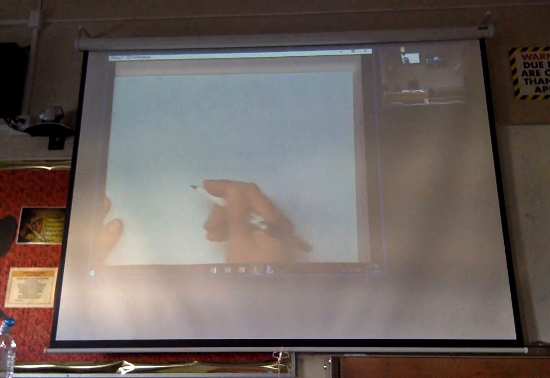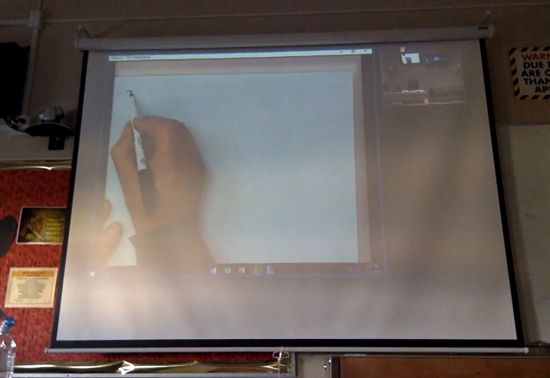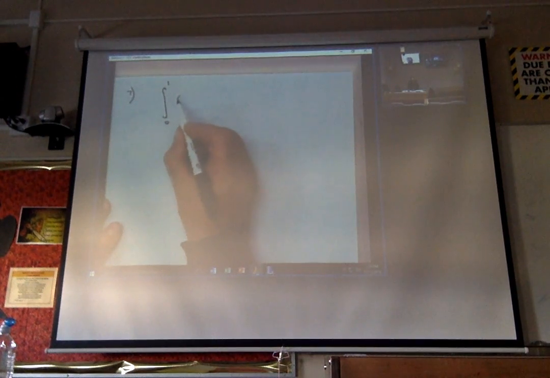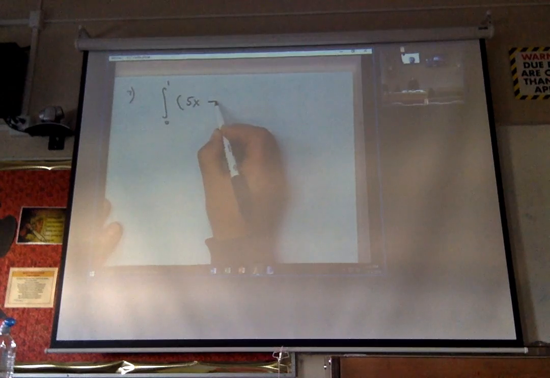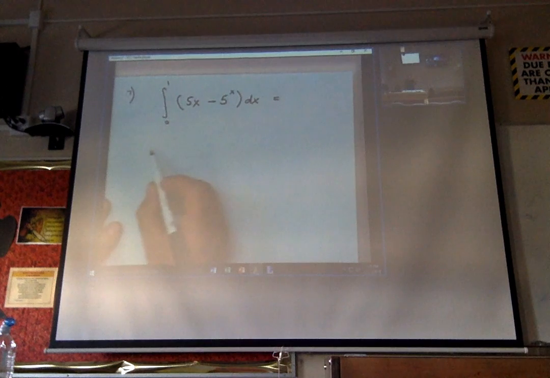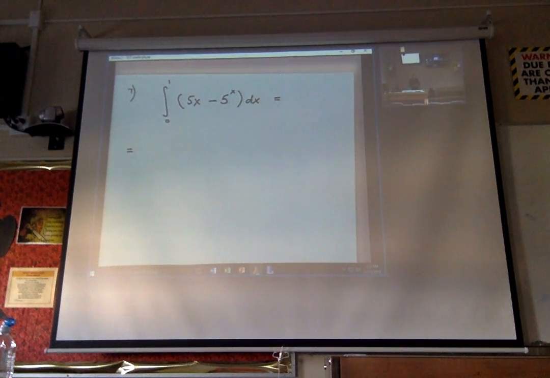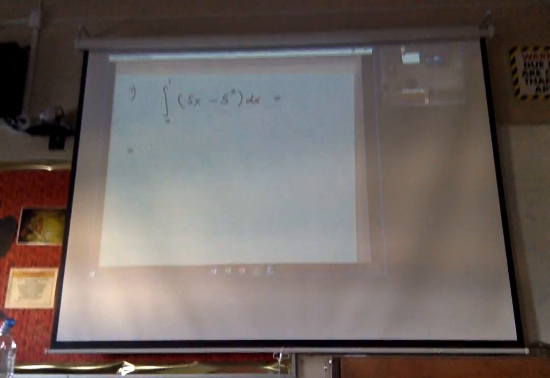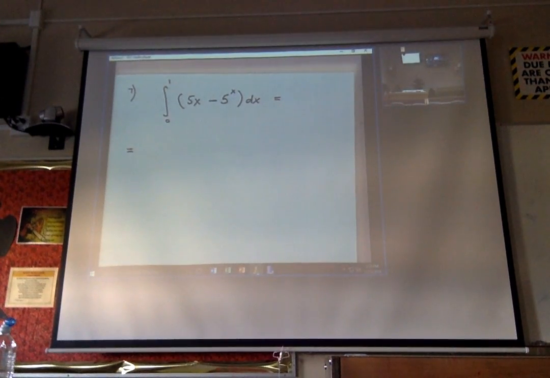I'll start the new one. So 7, we have the integral from 0 to 1 of 5x minus 5 to the 2x power dx. Well, first thing, just think about going from left to right. Okay, don't try to create something big and something strange. Why I'm saying this, because today we'll introduce another method of finding integrals. I shouldn't say another method, it's just if the function gets more complicated, then we do this, okay?